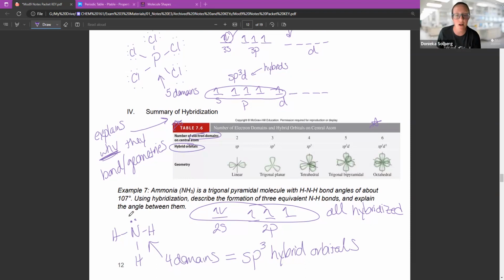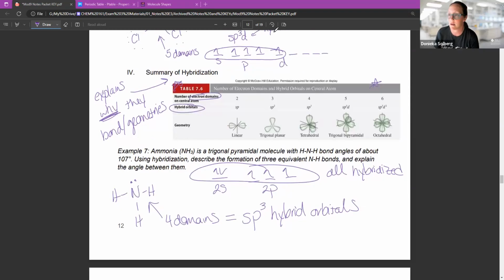I drew ammonia here, has 4 domains. So I know if it has 4 domains, it has to be an S and 1, 2, 3 P's. So it's called sp3 hybrid orbitals. Now I drew it out. This was nitrogen's, and I drew nitrogen so that it could bond here. Notice I didn't have to do any promoting because it already had 3 places to overlap and bond. And then its other 2 electrons are just chilling here on nitrogen. They didn't go anywhere. So these 3 are overlapping with the hydrogen ones.